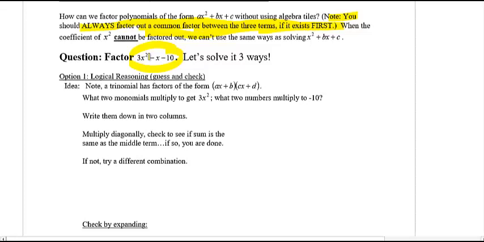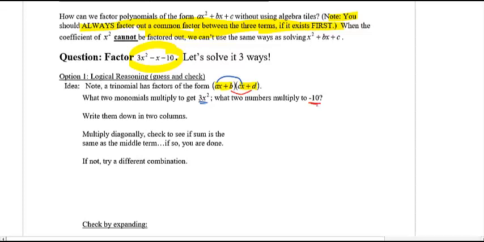Okay? First one, we're going to call it logical reasoning, or just guessing and checking. We know that the trinomial when factored is 2 binomials. So really, you should ask yourself, what 2 binomials multiply to give you 3x squared? And you can also ask yourself, what 2 numbers multiply together to give you negative 10? And I want you to write them down in 2 columns.